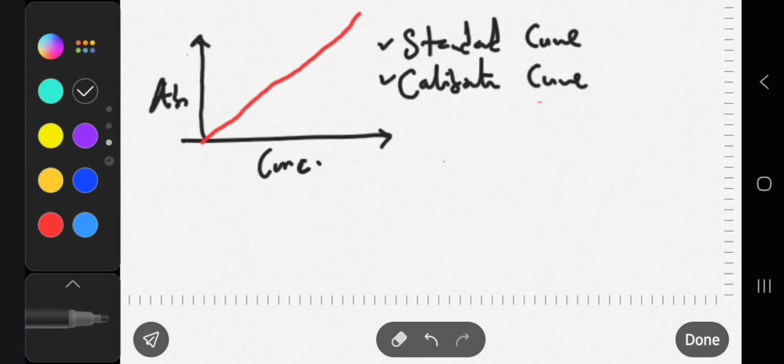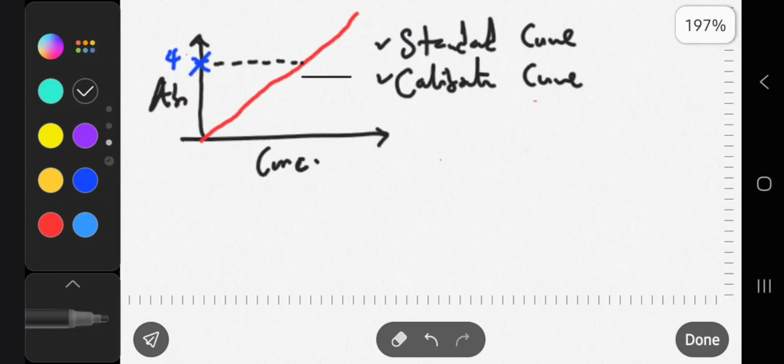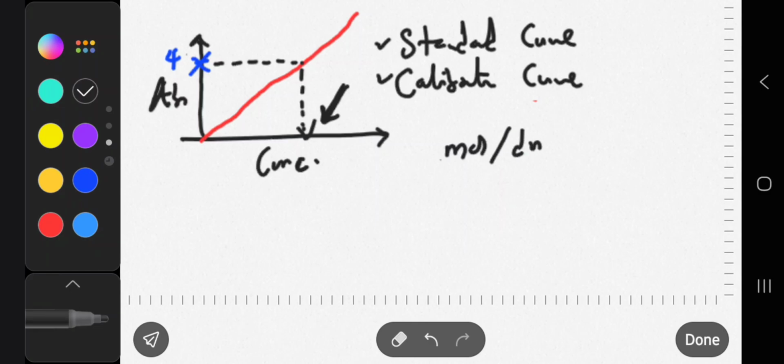If, for example, for a particular substance you've plotted the graph, and you were asked to find the concentration, and let's say you knew the absorbance was at 4, what you need to do is extrapolate to the line, then downwards. Whatever value this gives you is the concentration of the absorbing species, in mole per dm cubed.